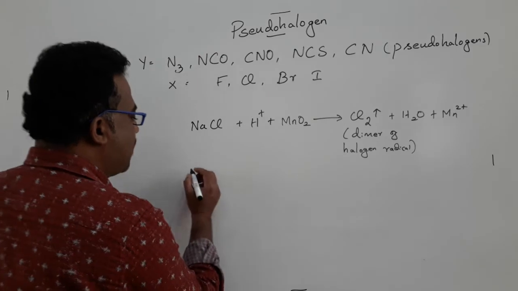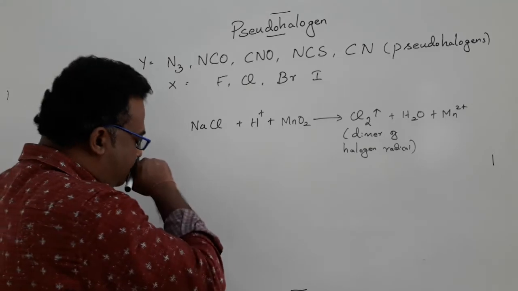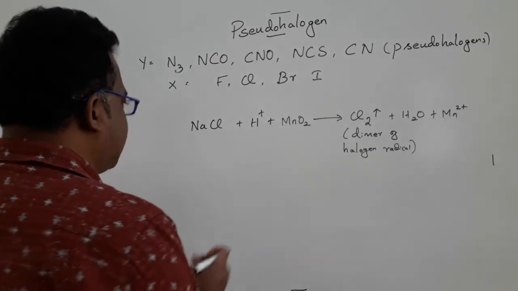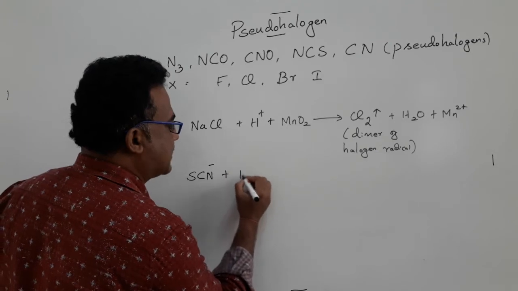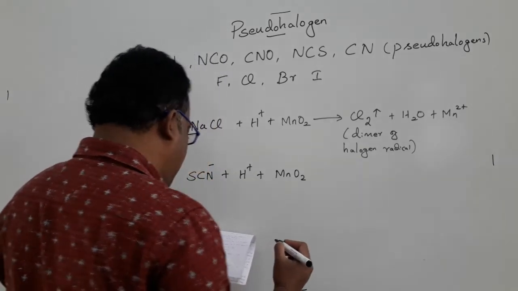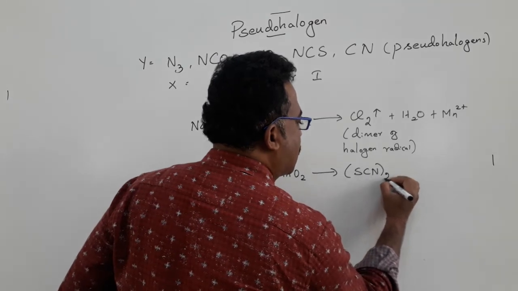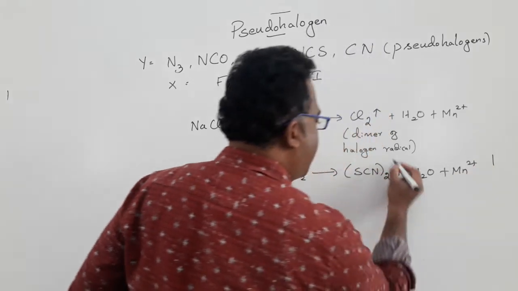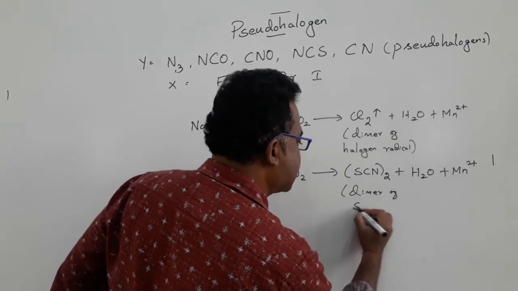At the same time, if we take an example of an inorganic ambidentate ligand, I can give one selected example, thiocyanate, SCN minus, plus acid, plus manganese dioxide. If you react this, it can also give (SCN)2, plus water, plus manganese 2 plus. Again, this is a dimer of the SCN radical.